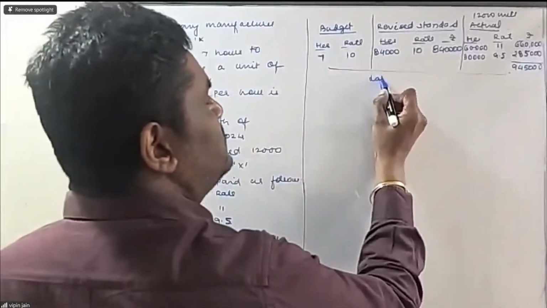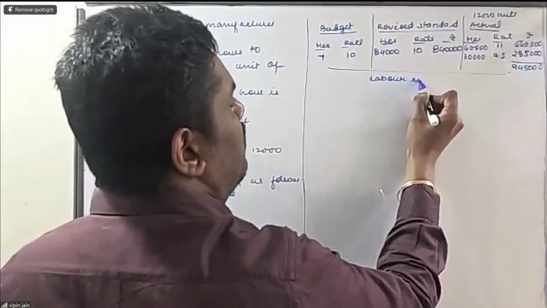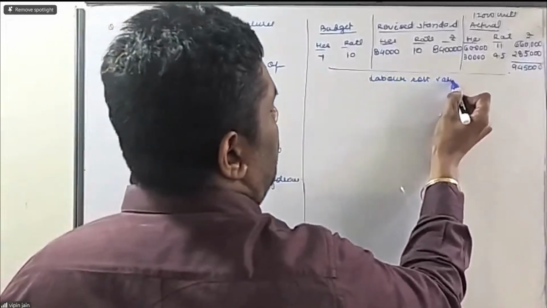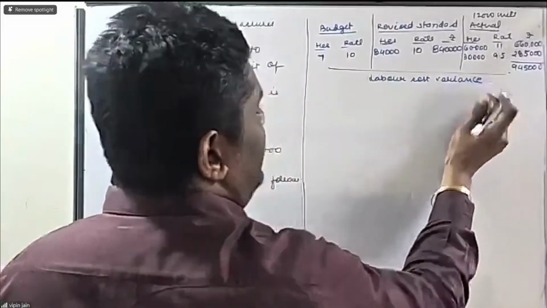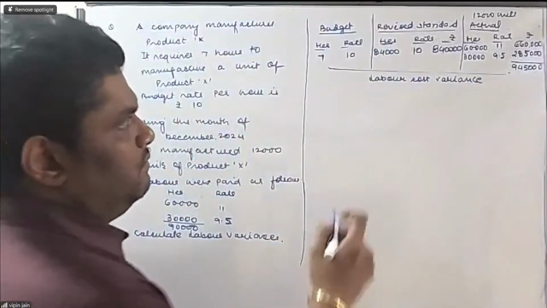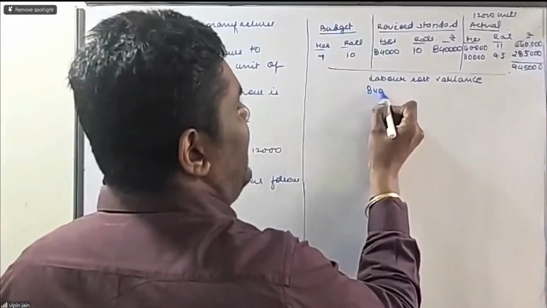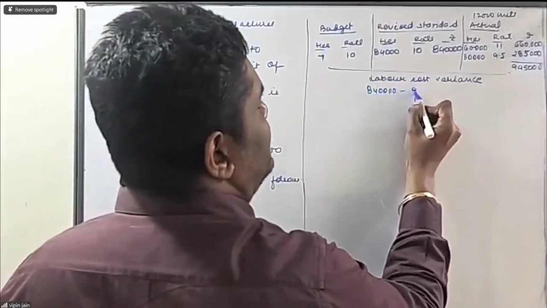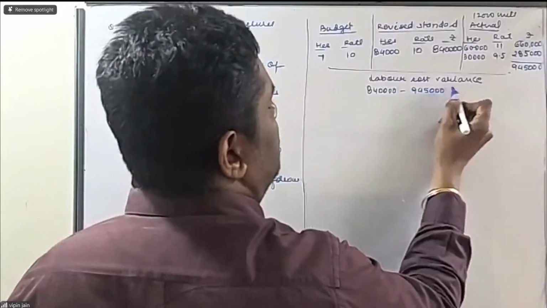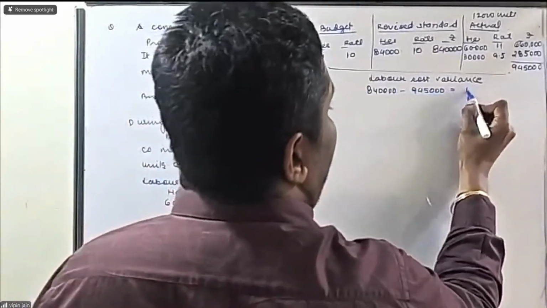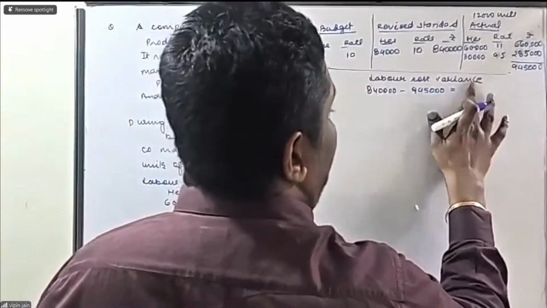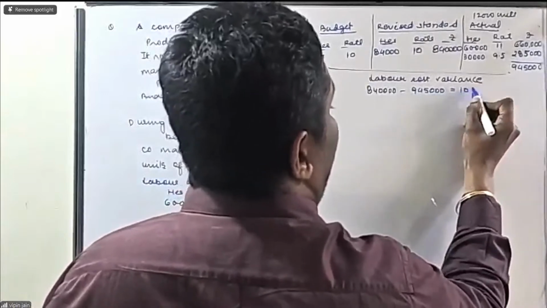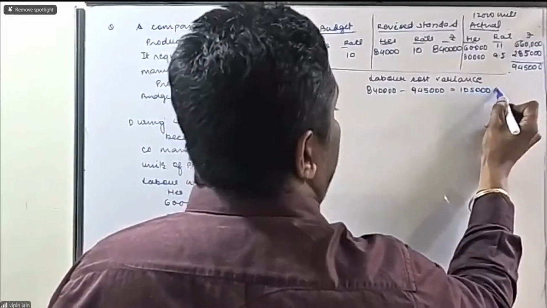So very simple. The first one is what? Labor cost variance. That is 8,40,000 minus 9,45,000. So this will be 1,05,000 adverse.